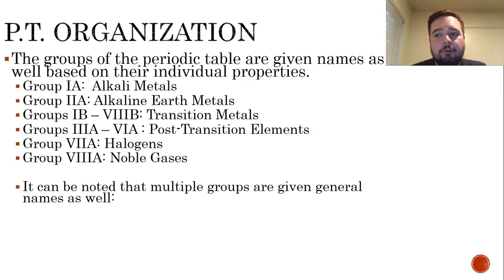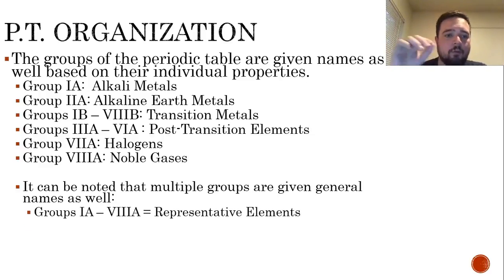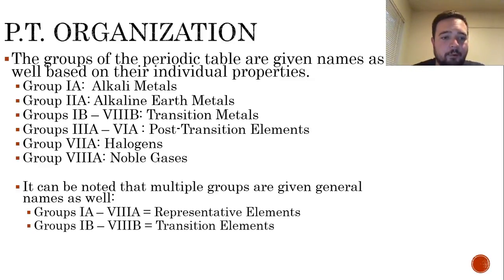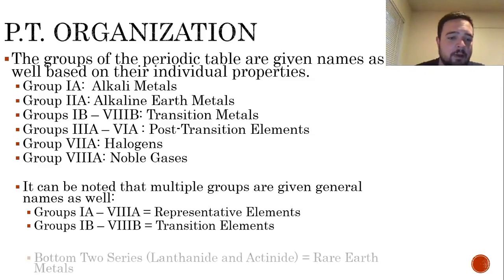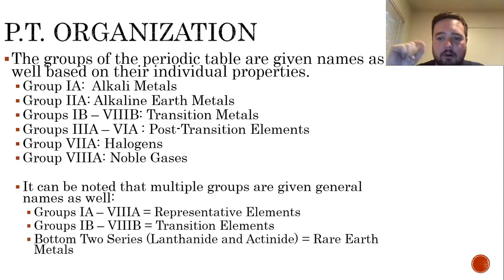But the thing is, the multiple groups that we've labeled individually can actually be broader described in other subgroups. So groups 1A through 8A are called representative elements. They're the most common elements that you're going to use and see on the planet Earth. Groups 1B through 8B is the transition elements, that huge D block in the middle. And then the bottom two series are called the rare earth metals, which I've actually referred to a couple of times.